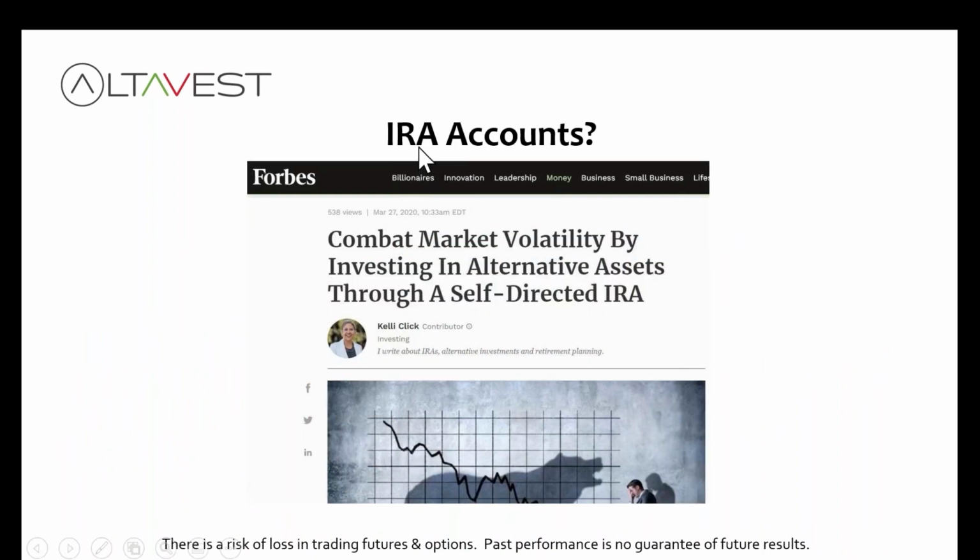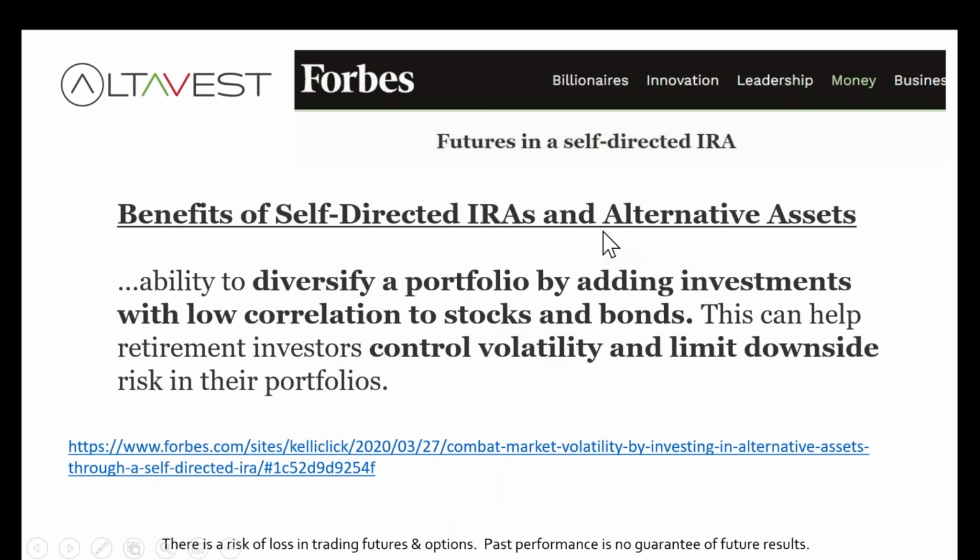We talked about IRAs. Yes, a self-directed IRA, absolutely. There are benefits to that with alternative assets. You can diversify a portfolio by adding investments with a low correlation to stocks and bonds. It can help retirement investors control volatility and limit downside risk.